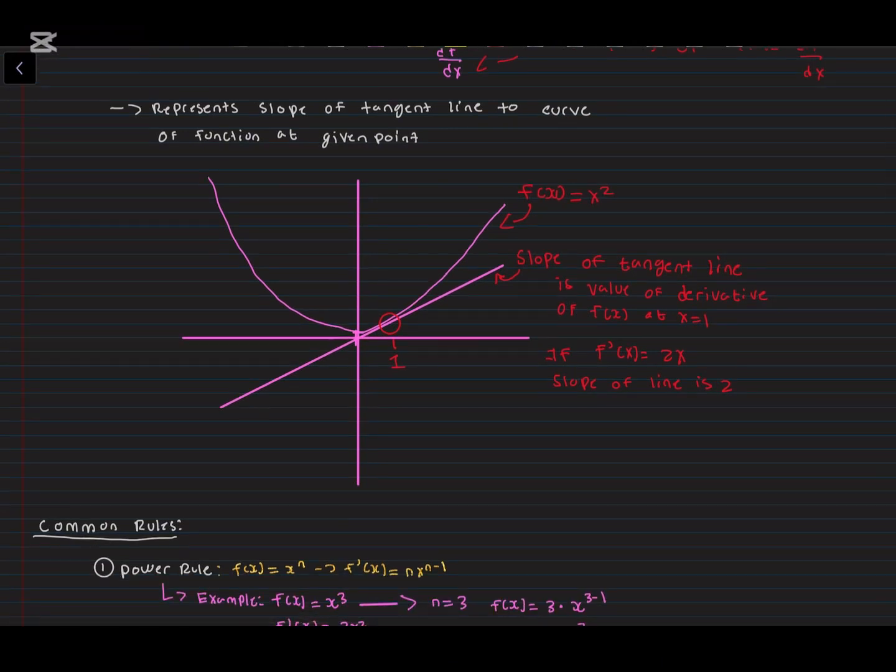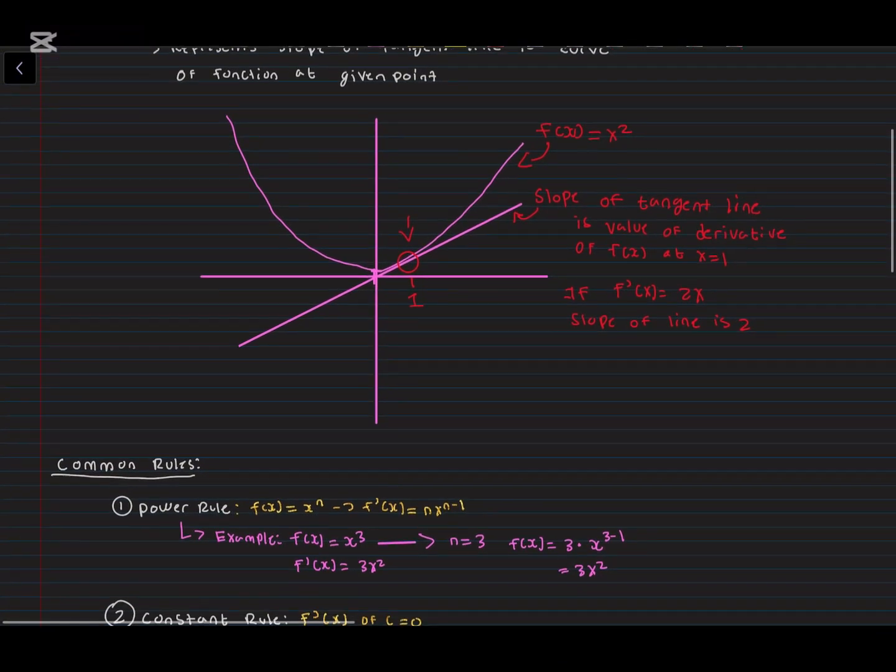So in this case, we have our function x squared, and we're trying to find the derivative of this function at the point x equals 1. So we draw a tangent line, and the slope of this line that connects to this point x equals 1 will give you the derivative of f of x. Because the derivative of f of x is 2x, the slope of this line is equivalent to 2.